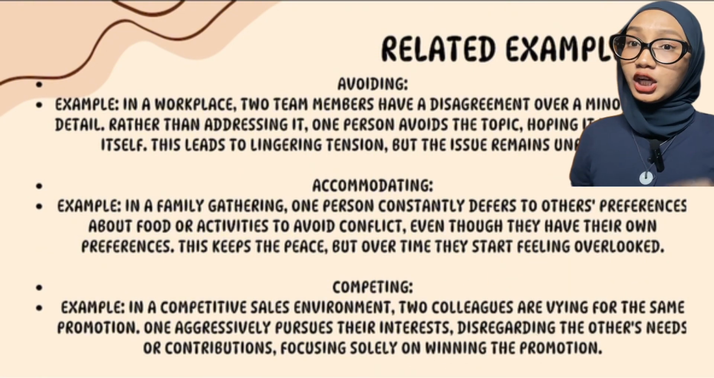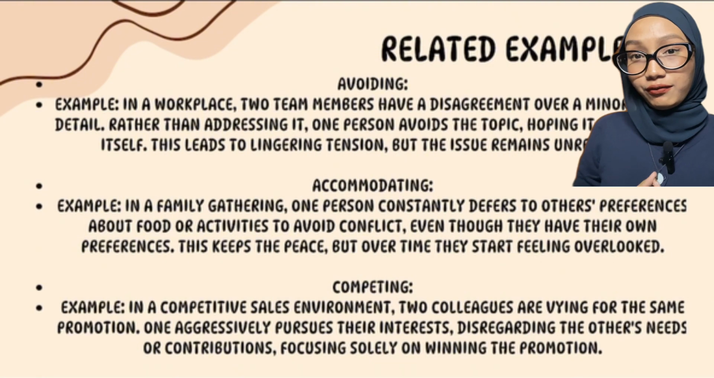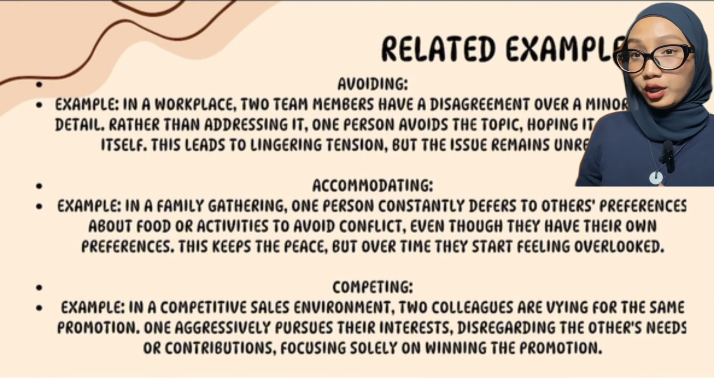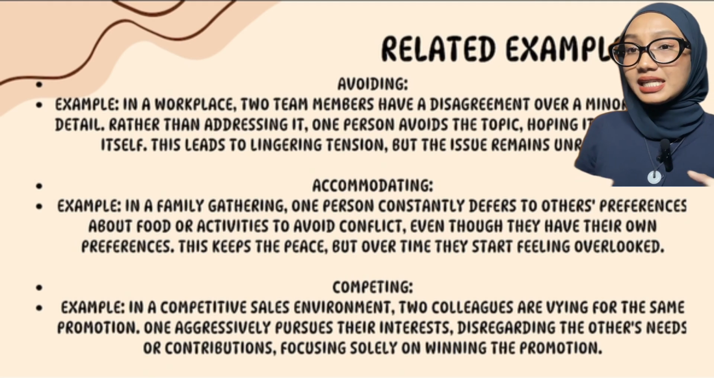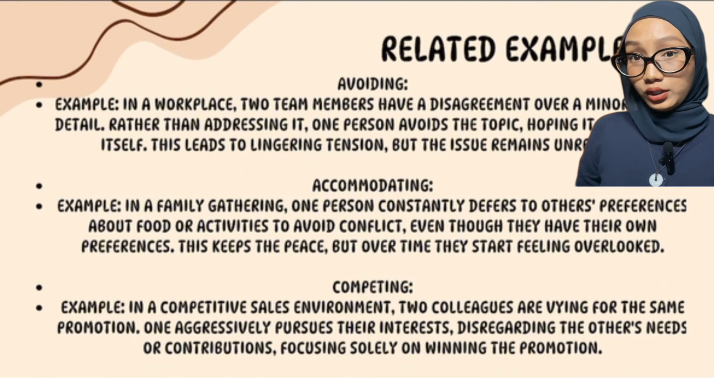The second one, accommodating. The example is, in a family gathering, one person constantly defers to others' preferences about food or activities to avoid conflict, even though they have their own preferences. This keeps the peace, but over time they start feeling overlooked.